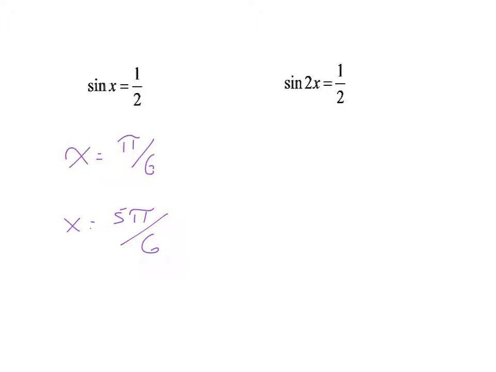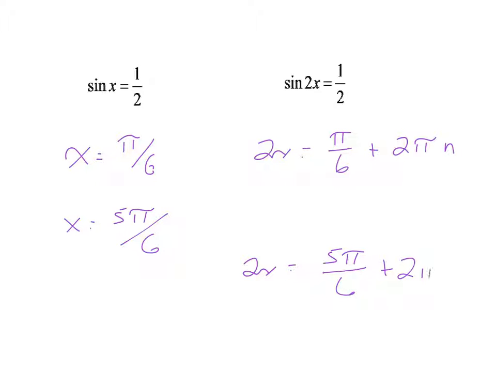I'm going to do the same thing here on the right hand side, but now I'm going to do it with 2x. So 2x is equal to pi over 6. 2x is equal to 5 pi over 6. I'm now going to add my period, which is 2 pi, and the n, plus 2 pi n. And now I'm going to divide everything by 2.